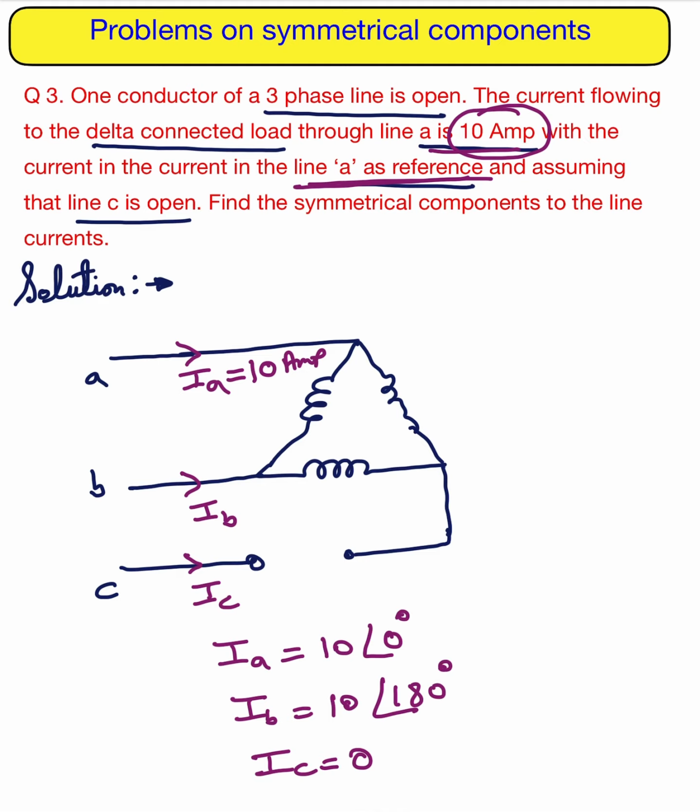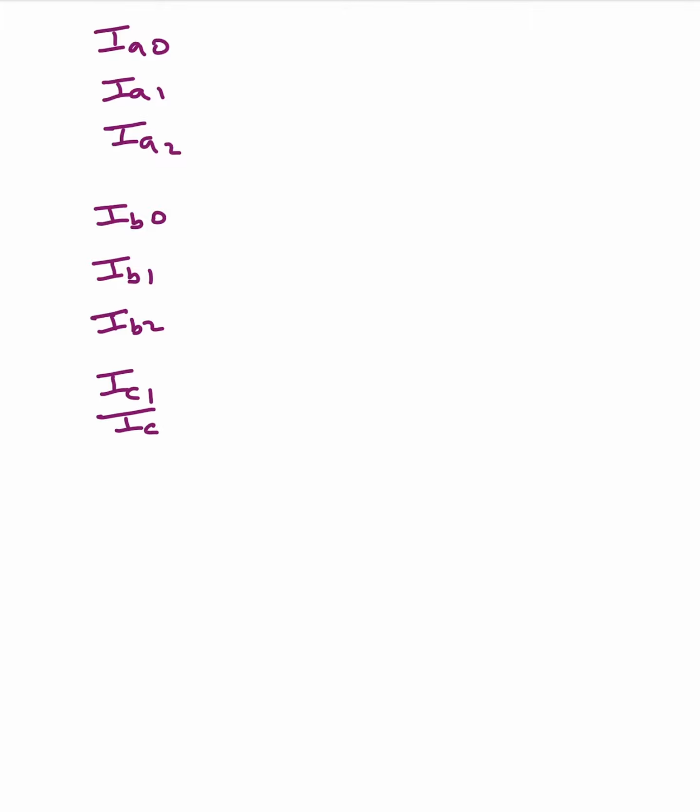Now we have to calculate the symmetrical components, that is IA0, IA1 and IA2, similarly IB0, IB1 and IB2, and similarly IC0, IC1 and IC2. These are the parameters we have to calculate. So how do we calculate the values of IA0, IA1, IA2? First of all we calculate these values.